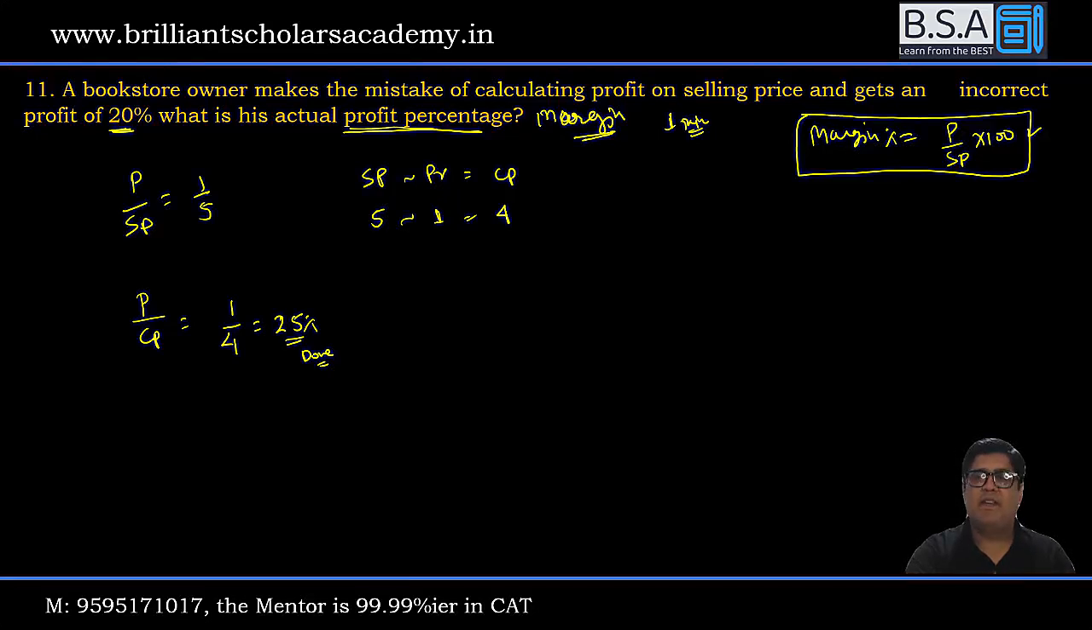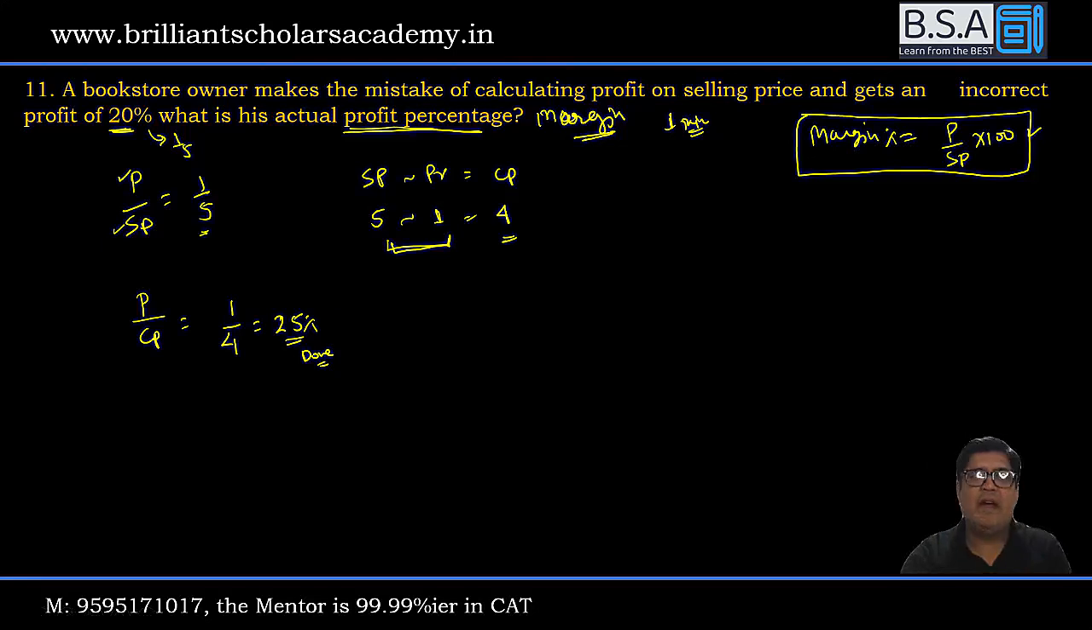Pretty straightforward, basic, very elementary questions. Why did we assume 1 and 5? Because 20% itself is 1/5. So 1 rupee is the profit on the selling price of 5. Subtracting both, I can get the cost price. Based upon cost price, I have 1/4 profit. Cost is 4, profit is 1. So 1/4 profit, the percentage will be 25.